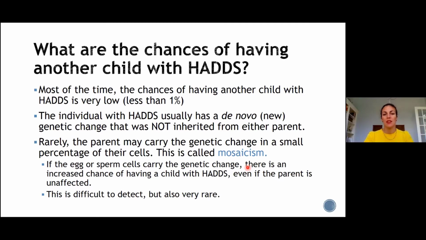So if the egg or sperm cell carry the genetic change, then there is a theoretical risk or an increased risk of having a child with HADS, even if that parent is unaffected. Even if we were to test blood and there's no genetic change, they still might have that change in their egg or sperm cell. This is very difficult to detect. We don't routinely test for it, but it's also very rare. But that's why we say the risk is never zero. It's less than 1%, so still very low.